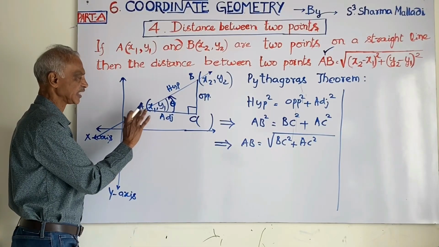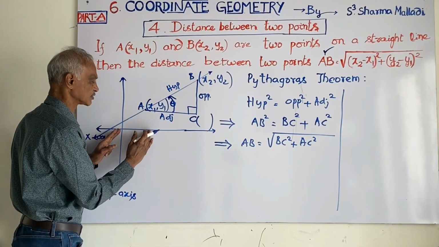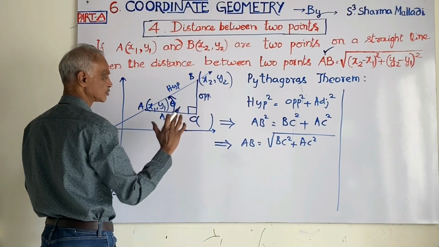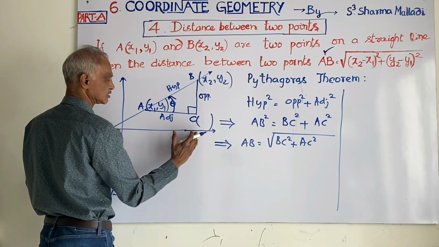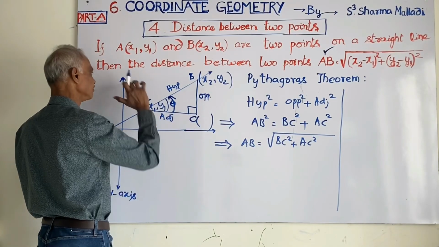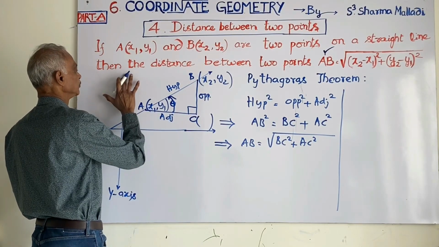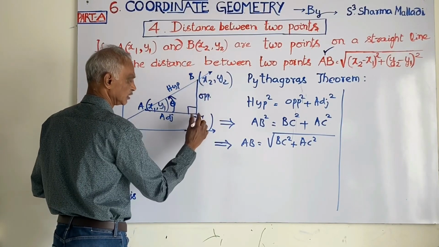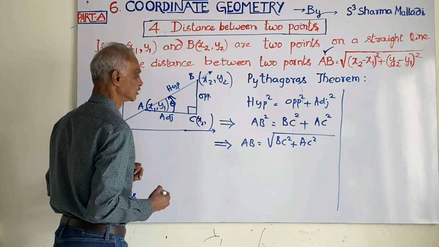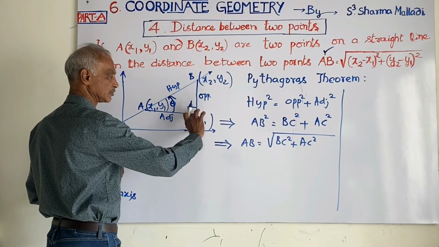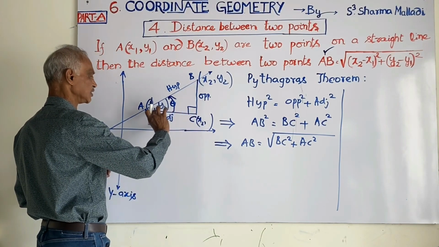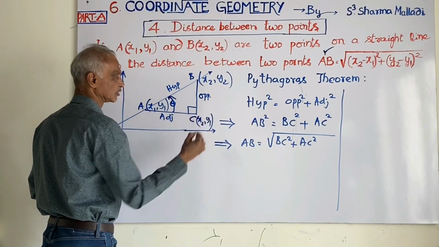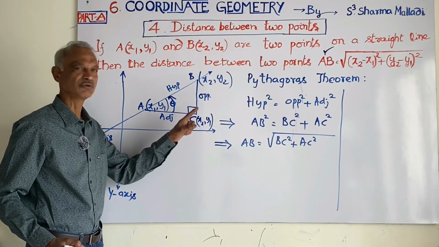Point A is x1, y1, means this distance is x1 and this distance will be y1. B means x2, y2, this horizontal distance is x2 and the vertical distance will be y2. You take it like this. This distance we have to take from this one, that is x2. We have to find the y coordinate. The y coordinate will be y1, this distance. Point C will be x2, y1.